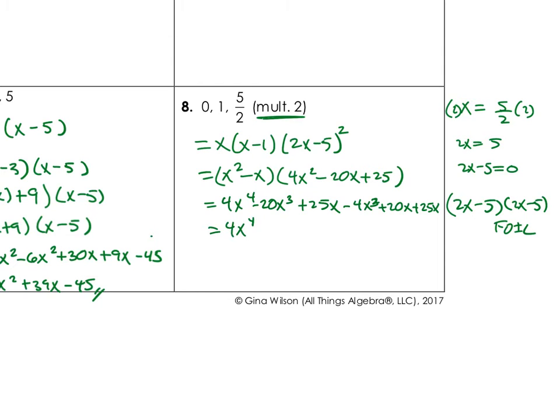So 4x to the fourth minus 24x cubed. I'm combining like terms here. Then plus 20x squared plus 50x. Now I see my mistake here, so let me erase right here, right? So this one is 25x squared because I'm multiplying x squared times 25. So that means that this is plus 45x squared plus 25x.